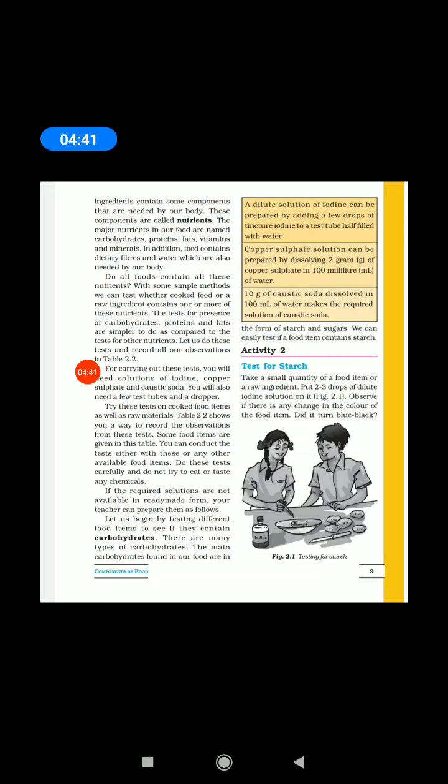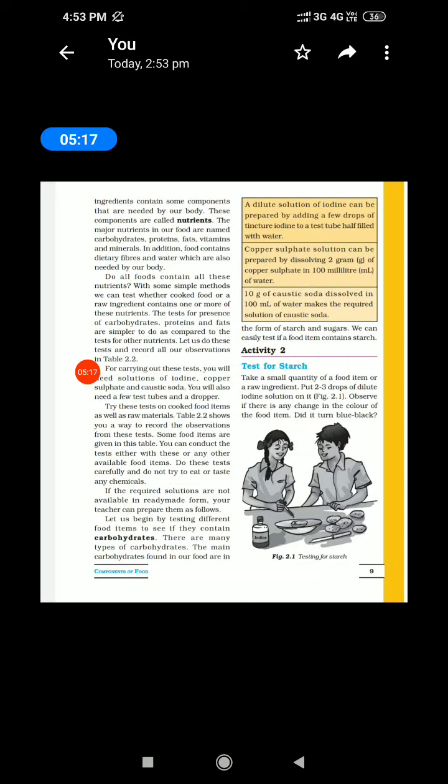You will also need a few test tubes and a dropper. Okay, test cooked food items as well as raw materials, as given in table 2.2. Okay, listen. Let us begin the test on different food items to see if they contain carbohydrates. There are many types of carbohydrates. The main carbohydrates found in our food are in the form of starch and sugars. We can easily test if a food item contains starch.